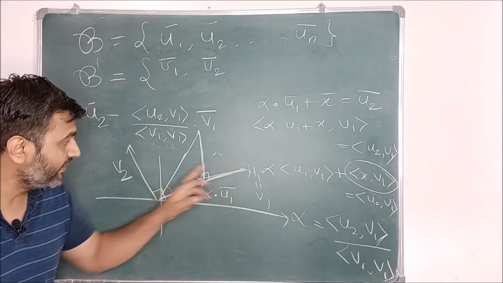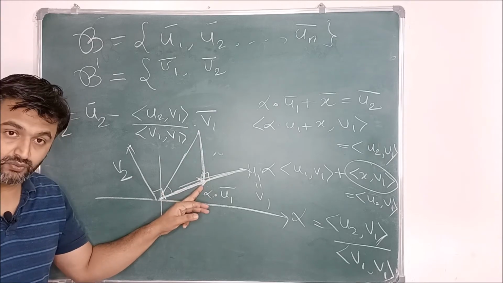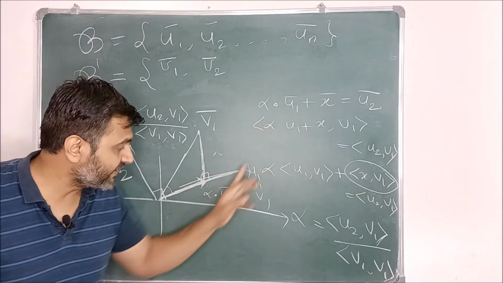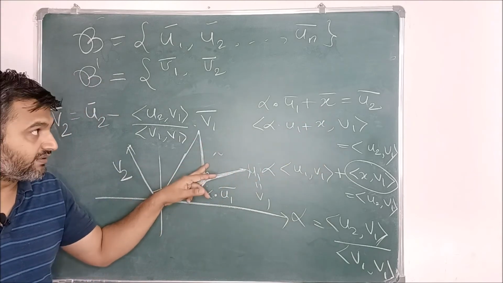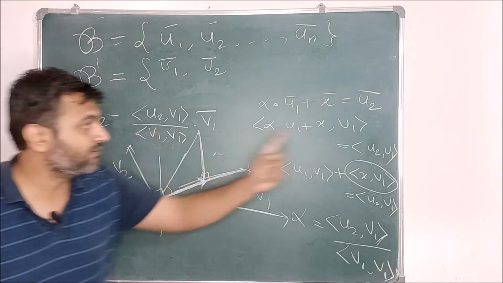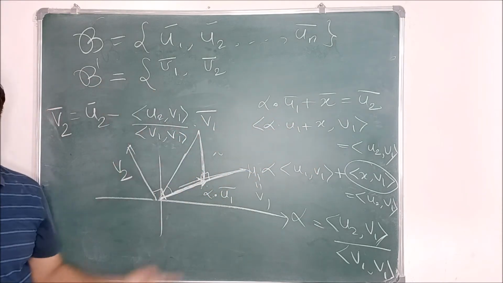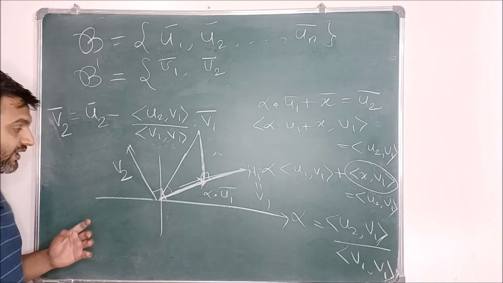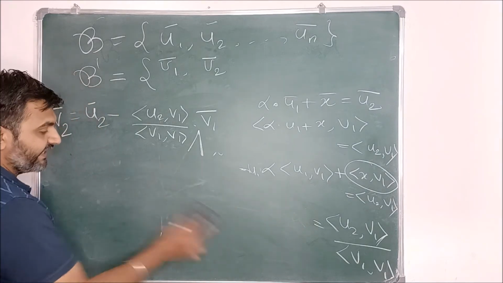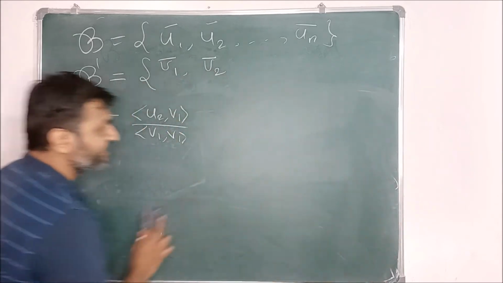You have u1, you have u2, you project here, you get alpha times u1, you take the inner product and find alpha, and therefore your x bar, the perpendicular vector which I am calling v2, is nothing but u2 minus alpha times u1, and this is the formula. So this is how the formula is coming into the picture. Okay, so that was the derivation, and this vector is called the projection vector.